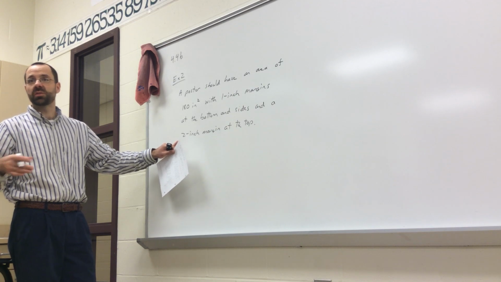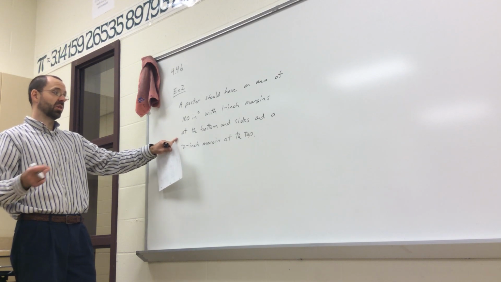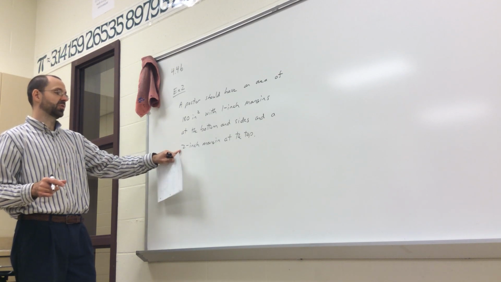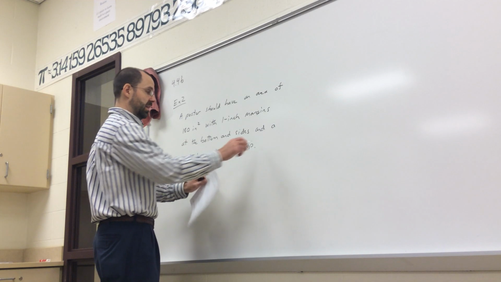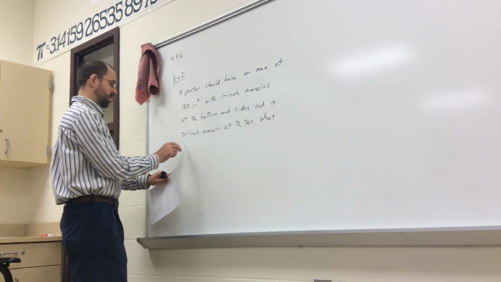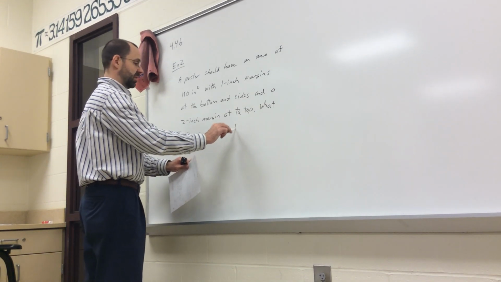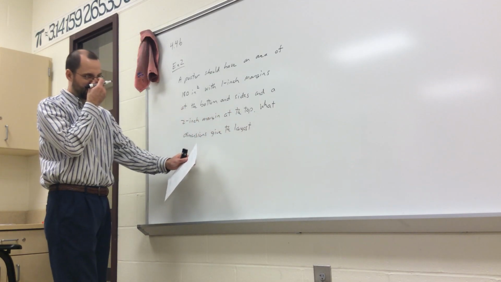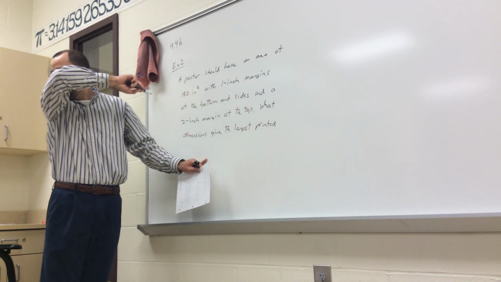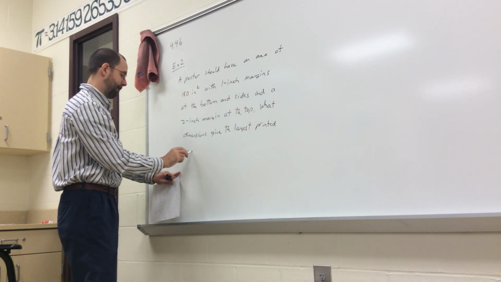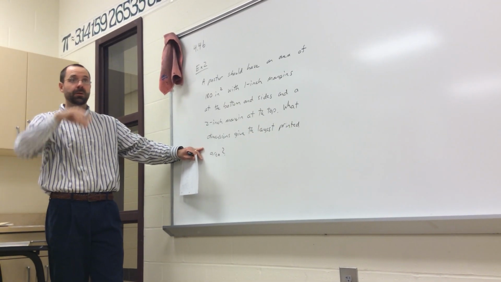So we're designing a poster, and someone told us that it should have an area of 180 square inches, and 1-inch margins at the sides and bottom, and a 2-inch margin at the top. And what we're going to figure out is what dimensions give the largest printed area. What dimensions give the largest printed area?